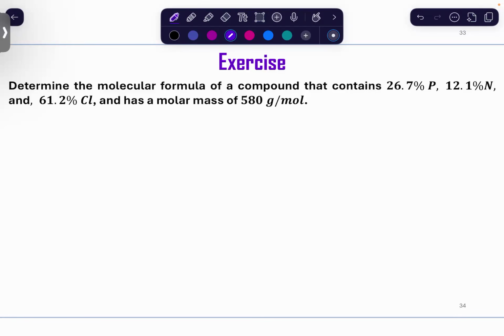And you see here, we have a compound made up of phosphorus, nitrogen, and chlorine. And it's 26.7% phosphorus, 12.1% nitrogen, and 61.2% chlorine. It has an actual molar mass of 580 grams per mole. Okay, so we want to find the empirical and the molecular formula.